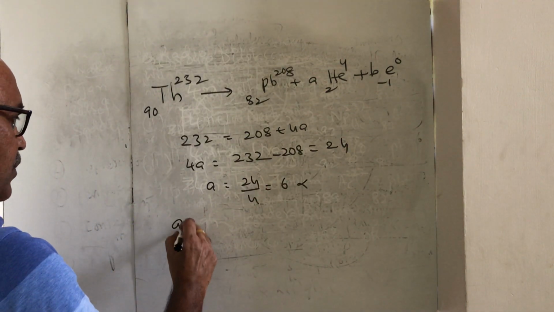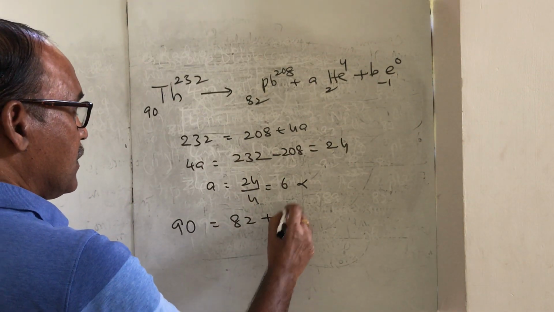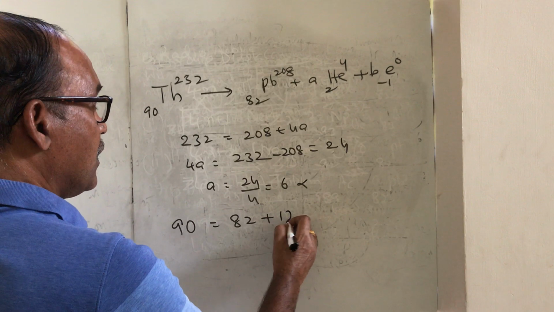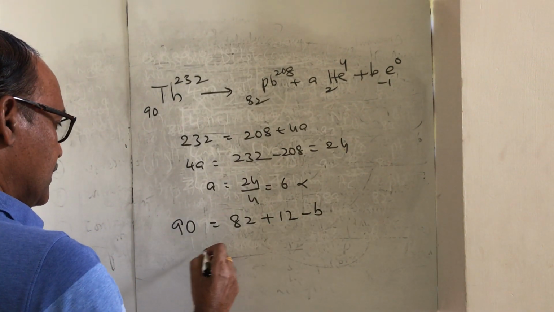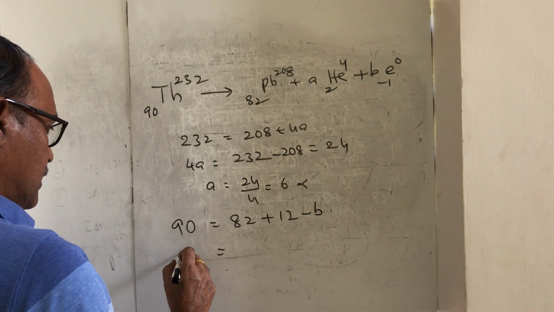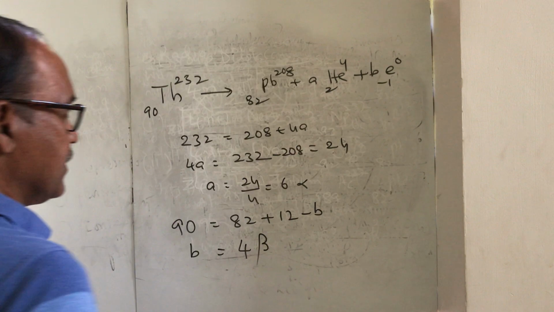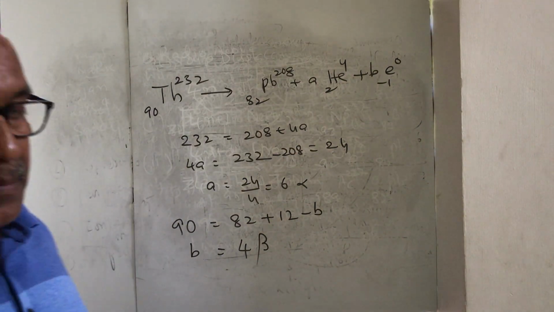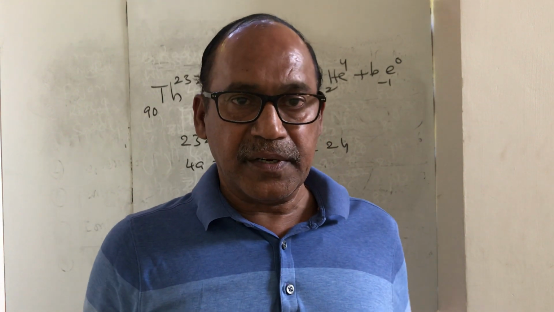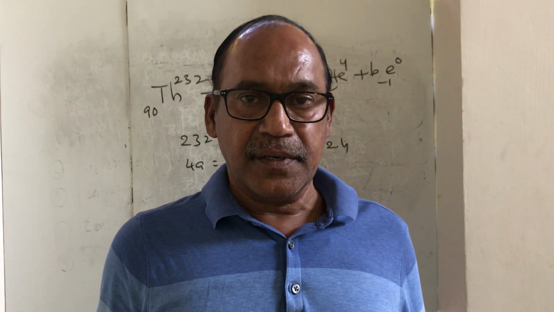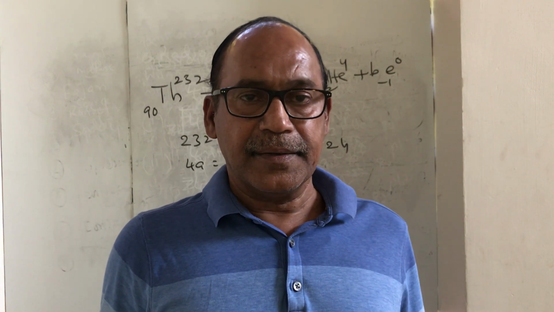Similarly, beta particles can be found by comparing the atomic numbers. Here 2A means 12, minus B. So B is what we get: 4 beta particles. Like this we can hypothetically estimate the number of alpha particles and beta particles emitted in a given series, providing the initial nuclide and final nuclide. Thank you.